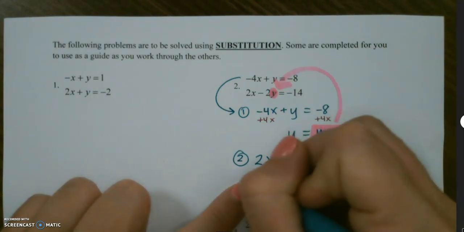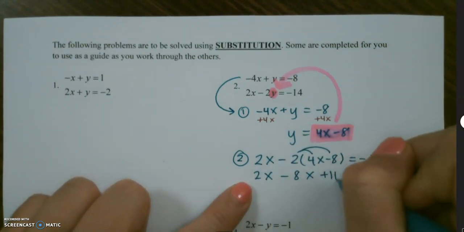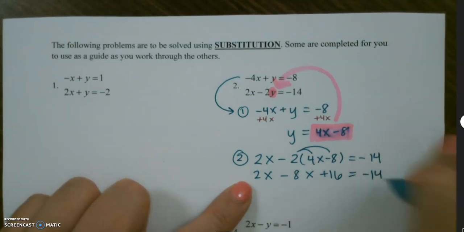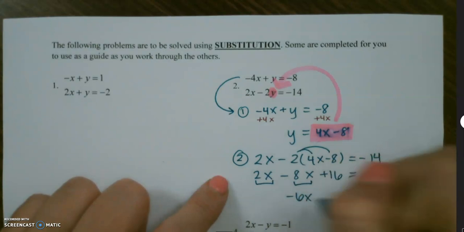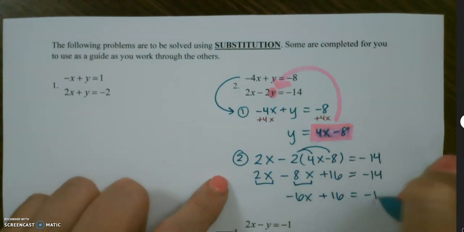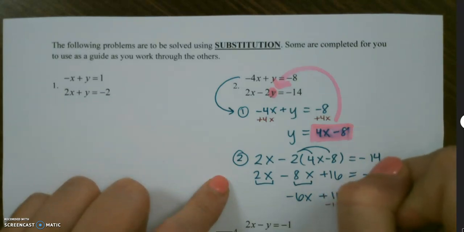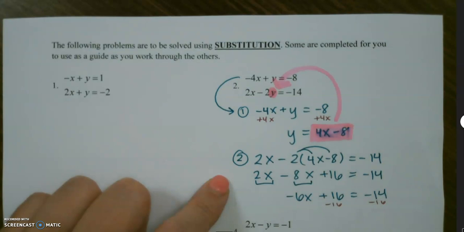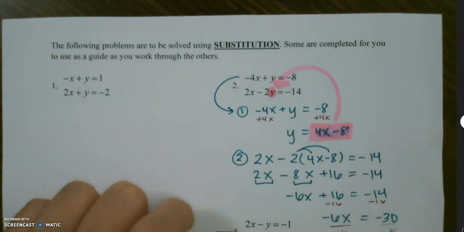I can begin by distributing, so 2x minus 8x plus 16 is equal to negative 14. I can combine my like terms, so negative 6x plus 16 equals negative 14. I can subtract 16 on both sides. So it looks like negative 6x is equal to negative 30. And we can divide by negative 6. So it looks like x is equal to 5.